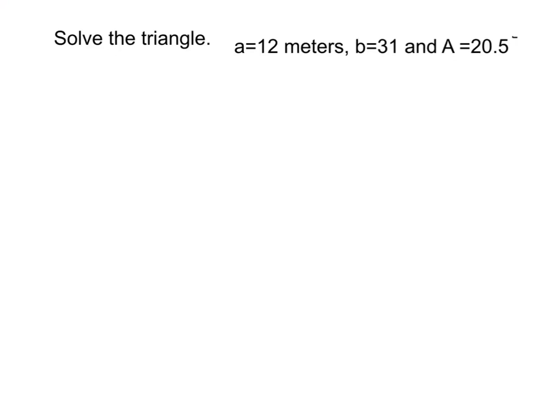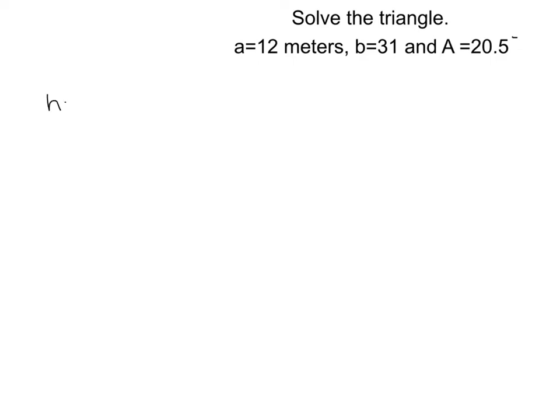All right, so here we're solving the triangle. We're given a equals 12 meters. b should also say 31 meters. That was a typo on my end. And angle A is equal to 20.5 degrees. Now that I have that, I have enough information to do h equals b sine A, don't I? Yes. So that's exactly where I want to start.